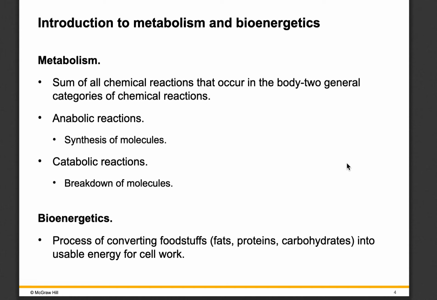Typically, when you hear the word metabolism, you think of how much energy you burn in the day. Someone with a fast metabolism, and it takes energy to either make molecules or break them down. And so our body is constantly doing both. The energy it takes for us to do those things, we term as metabolism. And bioenergetics is the process of converting foodstuffs into usable energy for cell work. They're very related, but you typically hear this word metabolism, and a lot of times when you hear it, people are more referring to bioenergetics.